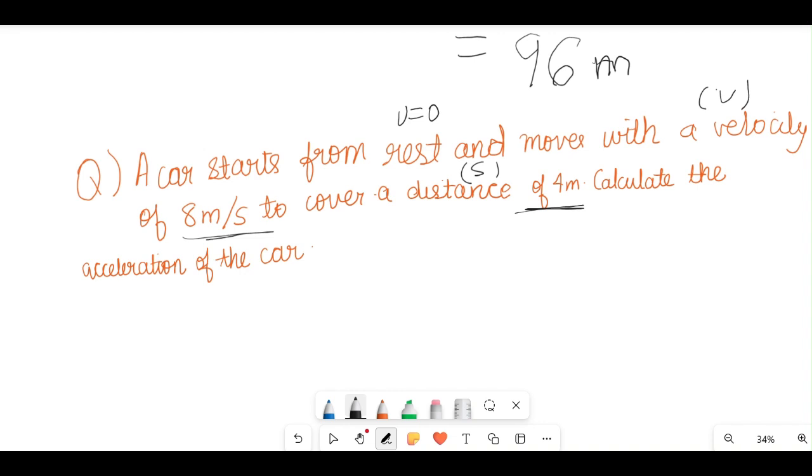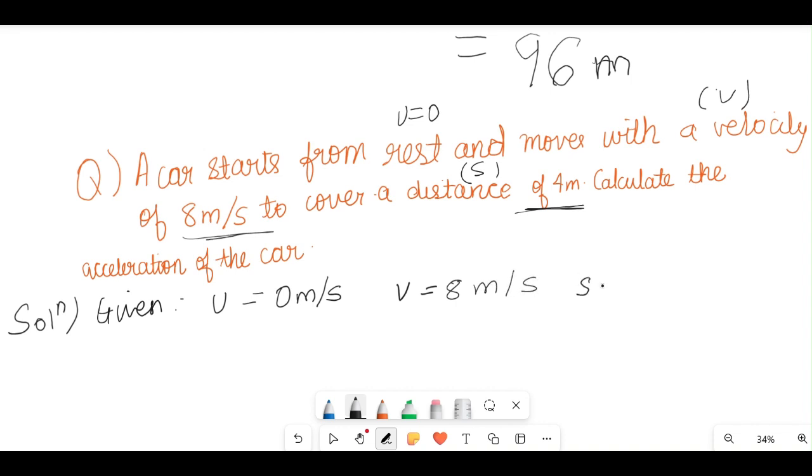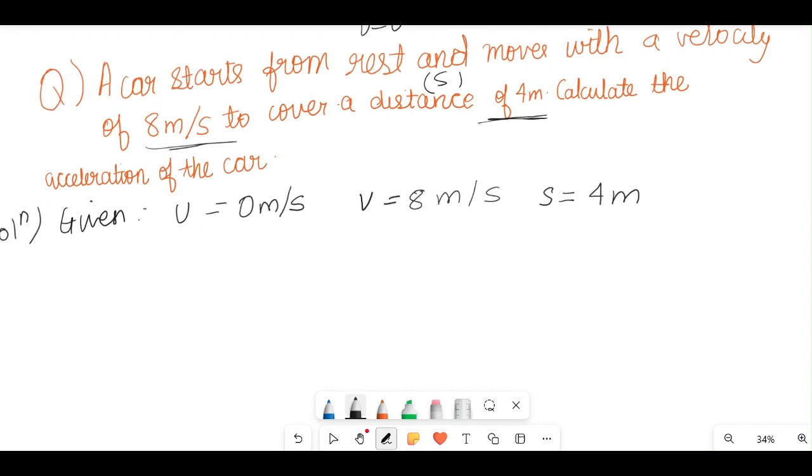By now, I think most probably you have understood which formula to use. Let us first write down whatever is given to us in this question. Given to us is the initial velocity u, which is 0 meters per second, v, which is 8 meters per second, and the distance given to us, which is 4 meters. Which formula will you use? You will use v square is equal to u square plus 2as.